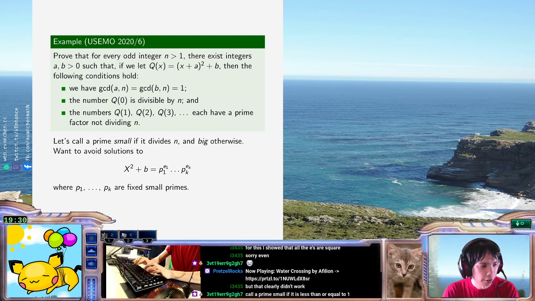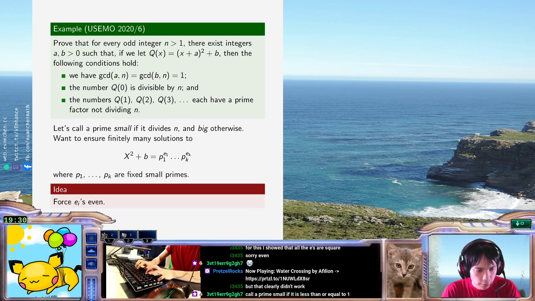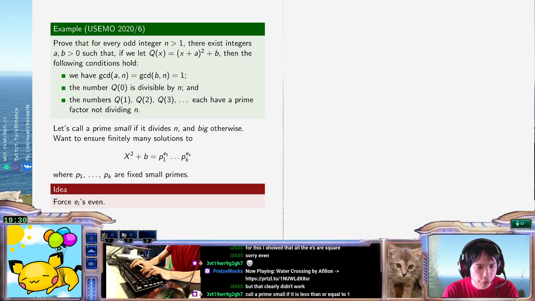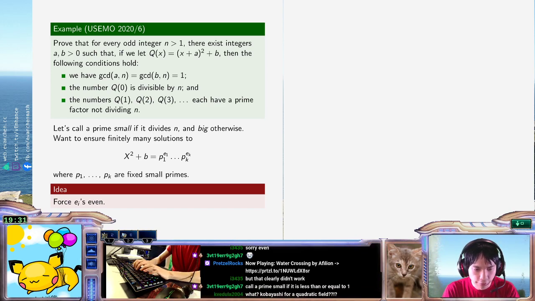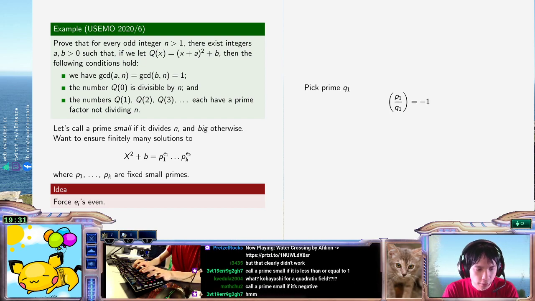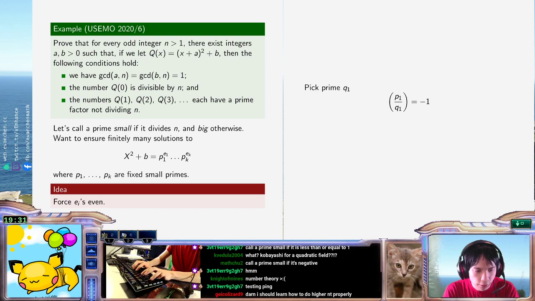So yeah, someone had a good idea, which is squares. Idea: force the E_i to be even. How do I force the E_i to be even? For every P_i, we're going to pick a prime Q. Let's do P1 actually. Let's pick a prime Q1 such that P1 is not a quadratic residue mod Q1, but it is a quadratic residue modulo all the other primes.